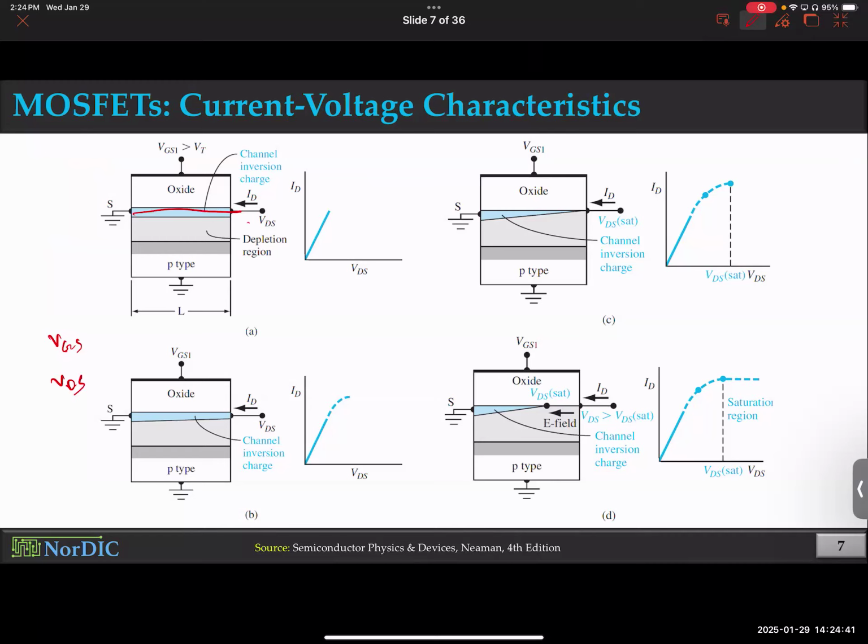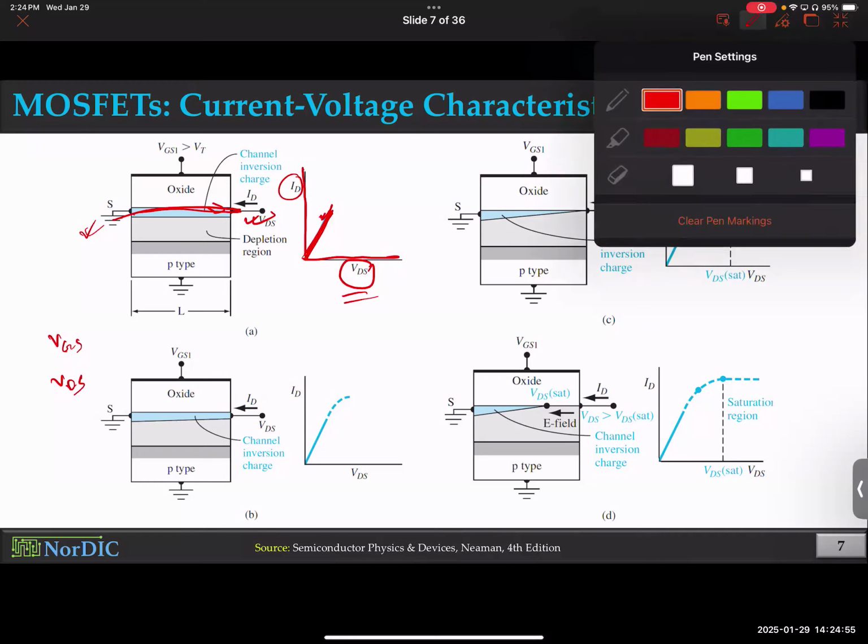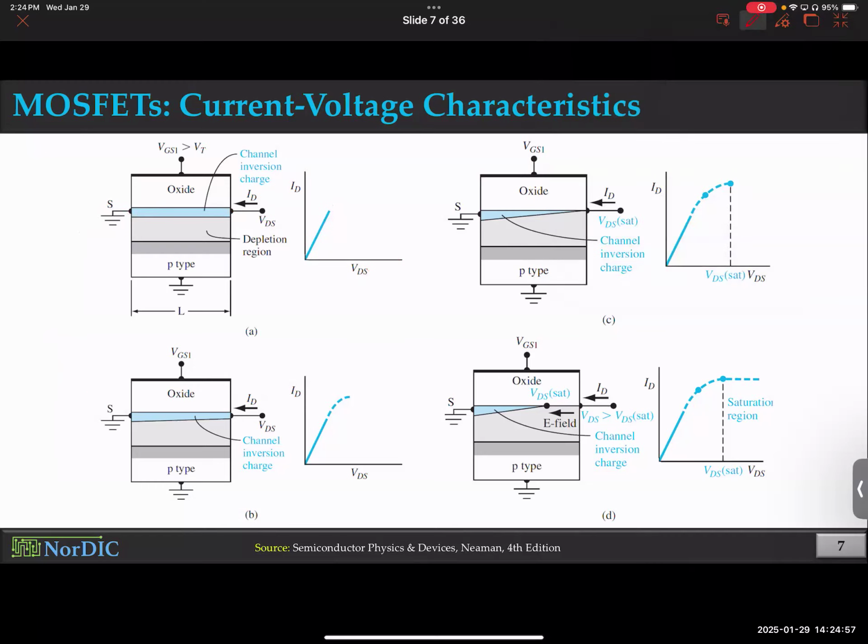The more drain voltage you apply, the more current flows through. And that's what you see here in this graph. The more VDS you apply, the more current flows through. So notice that it's almost linear. But after a certain point, there are some reasons why this channel starts pinching off. So the current doesn't increase that much, it saturates. And then at some point, it completely pinches off and the current becomes constant.